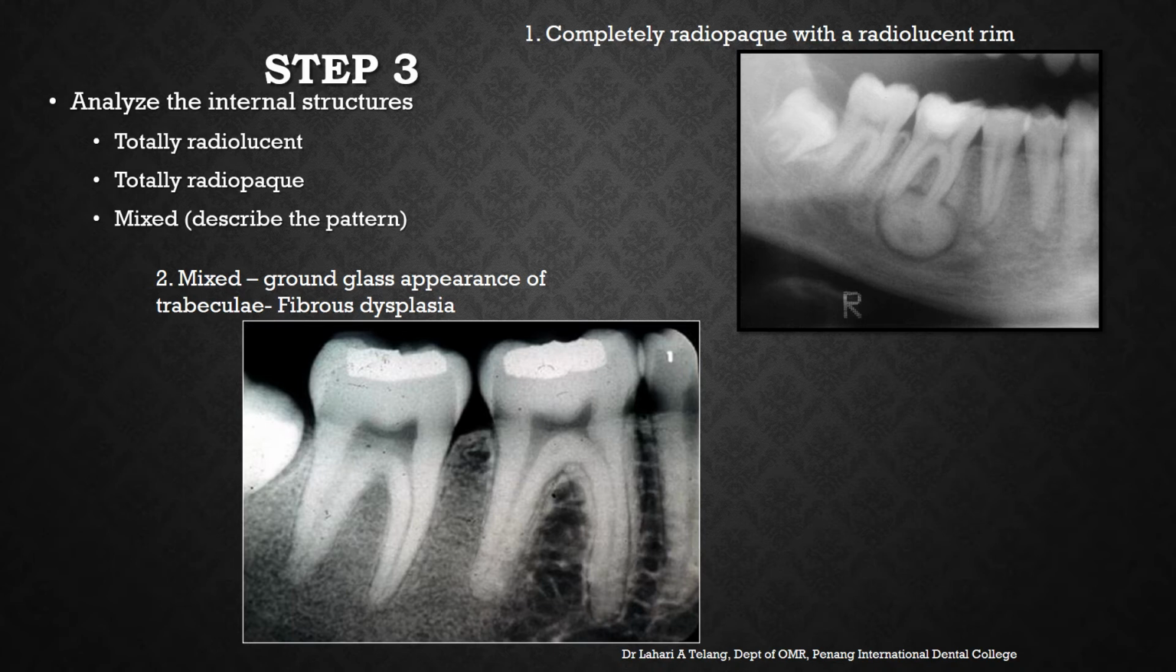For example, in the first radiograph here, you see a completely radiopaque lesion surrounded by a radiolucent rim. Whereas in the second radiograph, you see a ground glass like appearance, which is very typical of fibrous dysplasia. The descriptions of the pattern, that is ground glass or orange peel, are commonly used in radiographic terminology to describe the trabecular pattern, which is not normal.